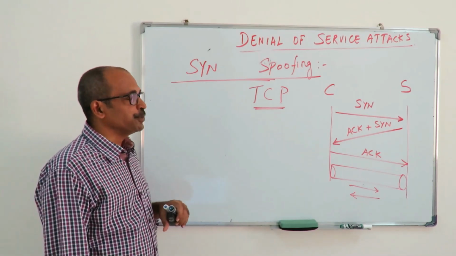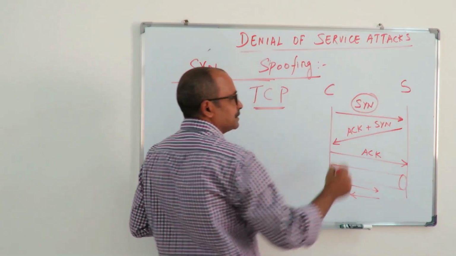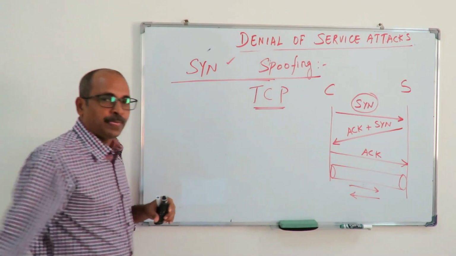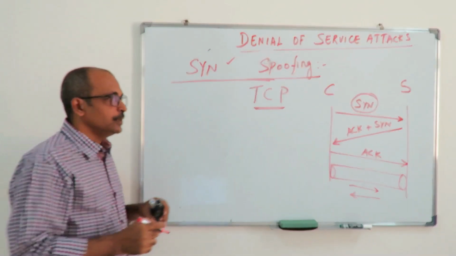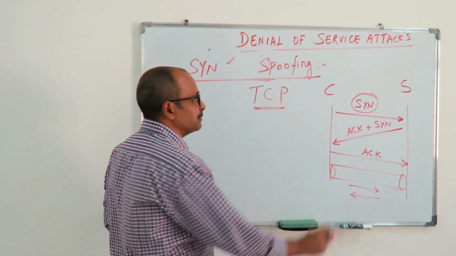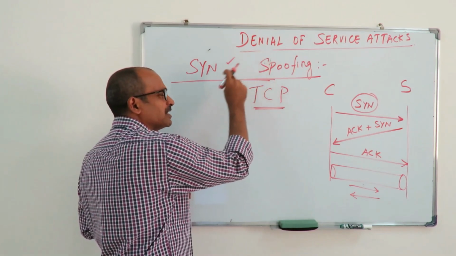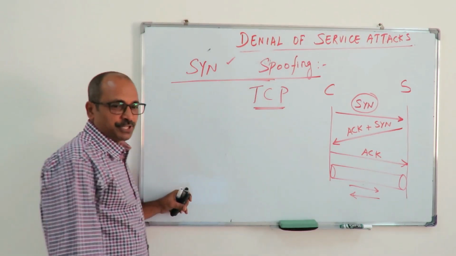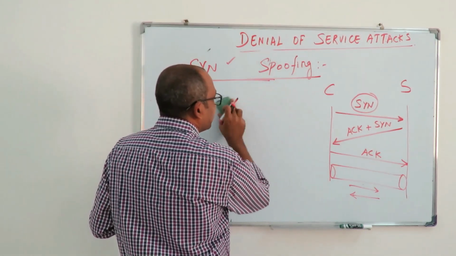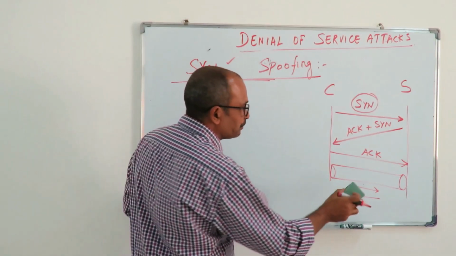Now, what we are going to do is use this SYN packet to create a denial of service attack. That is called the SYN spoofing attack. I repeat a very important point: how the SYN packet will be used for creating a SYN spoofing or denial of service attack. That is going to be the concept. Now I am going to the denial of service attack using SYN.